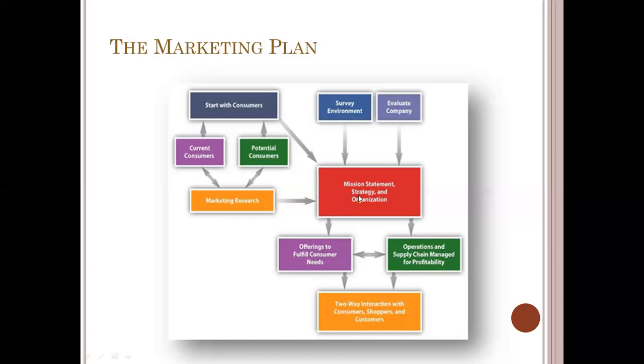So in the mission statement strategy organization, this is the collecting of data, which is starting with the consumers. So current consumers, potential consumers, marketing research, everything goes in the mission strategy and organization.